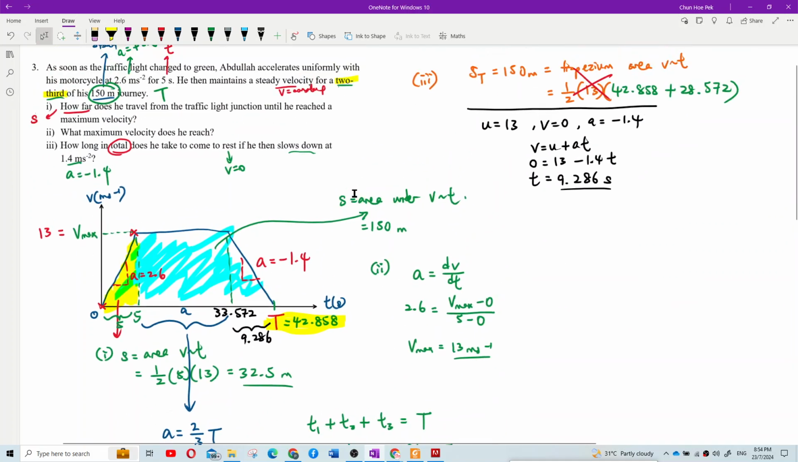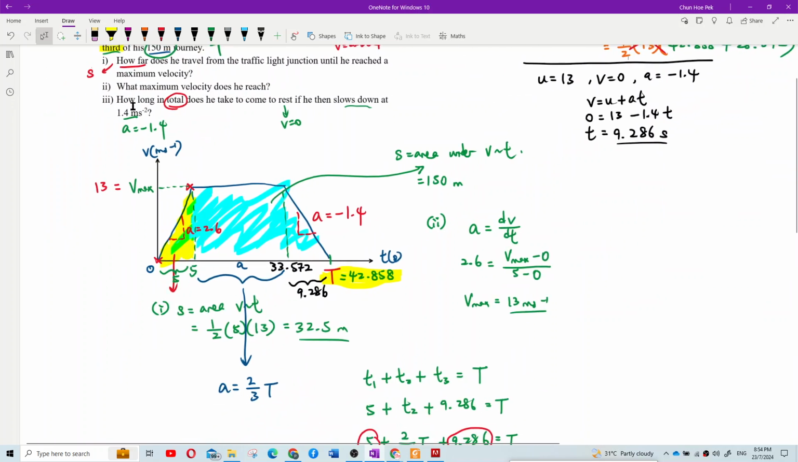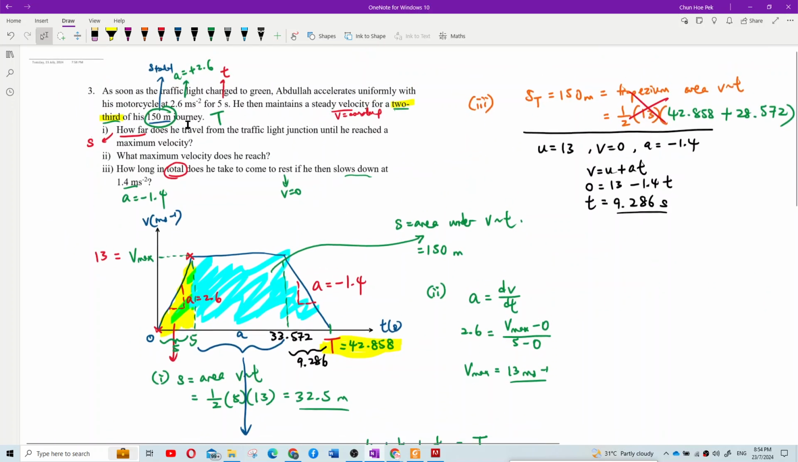So we got it. How far does it take? Maybe this one 2/3 of the journey. Or 2/3 is not the time, maybe it's the distance. So okay, it's incorrect. I think the 2/3 refers to the journey, not the time.